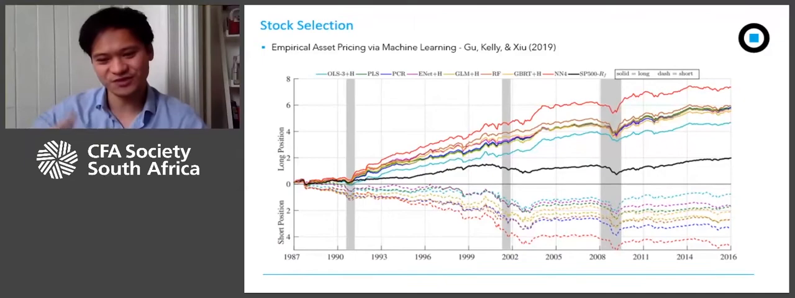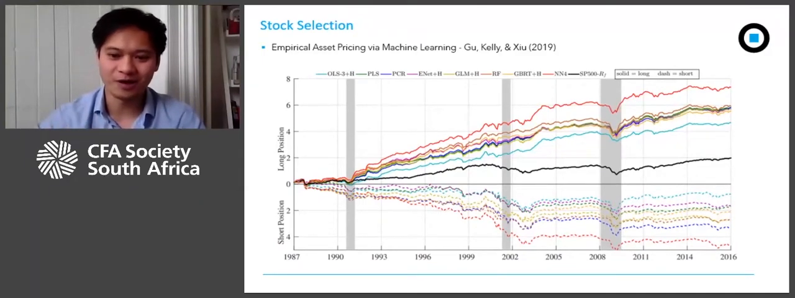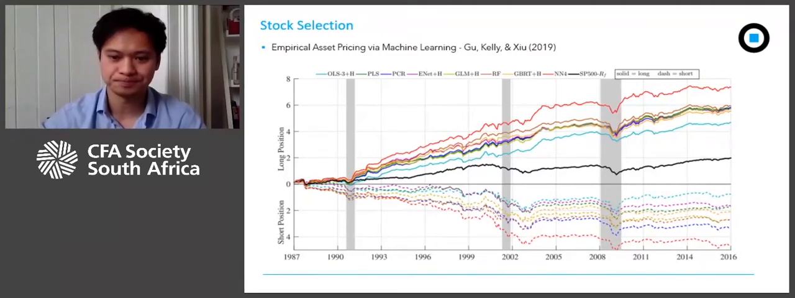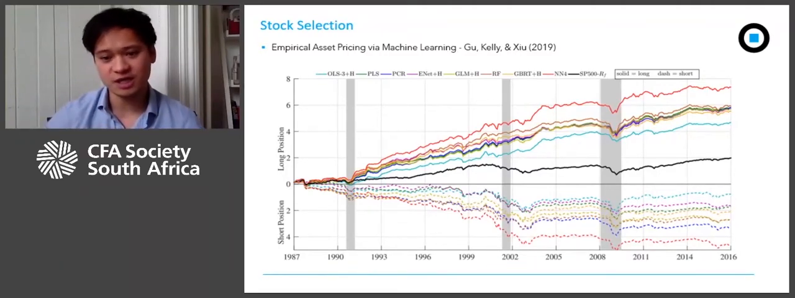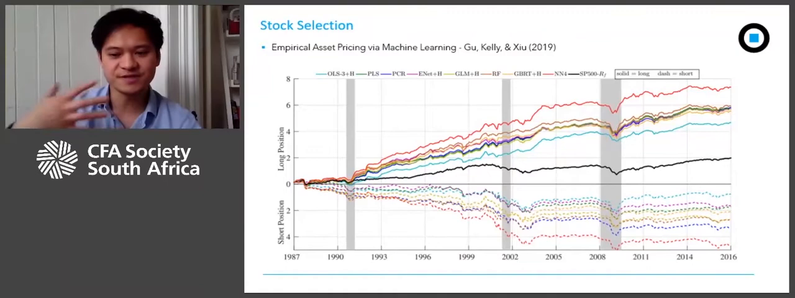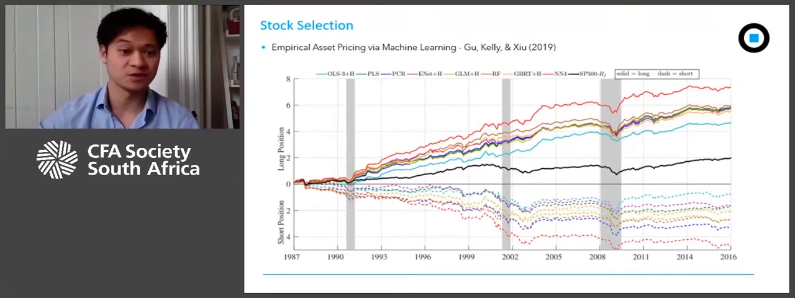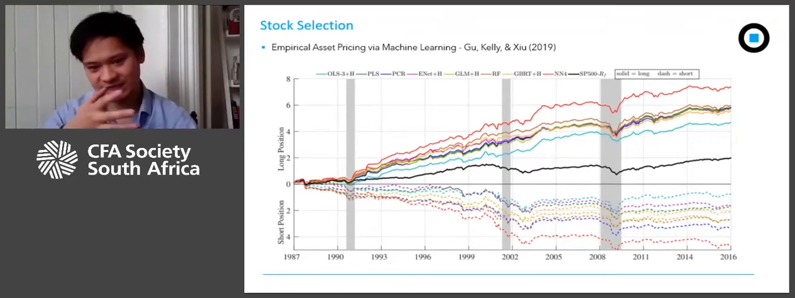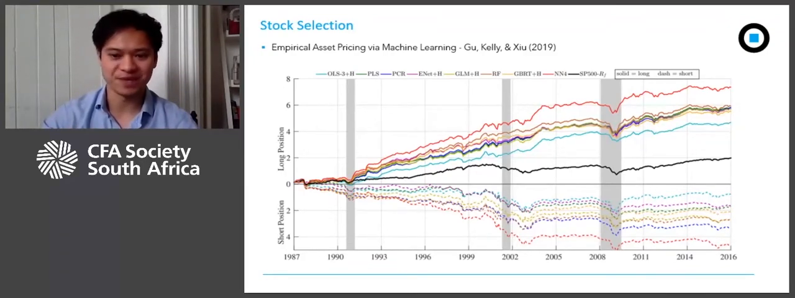But this study is useful for giving you a flavor of how you apply each of these different machine learning methods to return prediction. And it's using both stock-level fundamental data and macroeconomic predictors as well. So this is one of the charts from the paper, and it shows the out-of-sample returns based on these different models' predictions. So the stocks predicted to have the highest returns are at the top of the chart in solid lines, and the stocks predicted to have the lowest returns are in the dashed lines at the bottom, and the S&P 500 is in black.